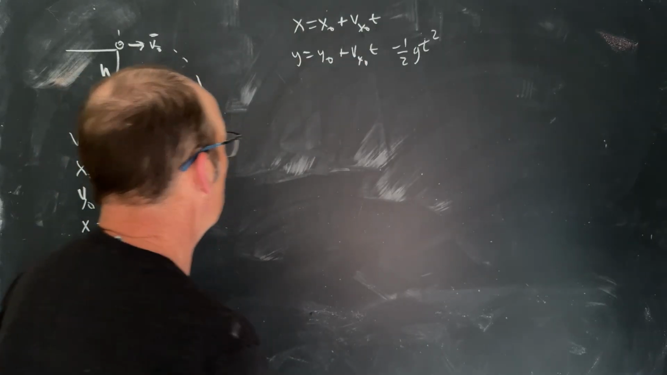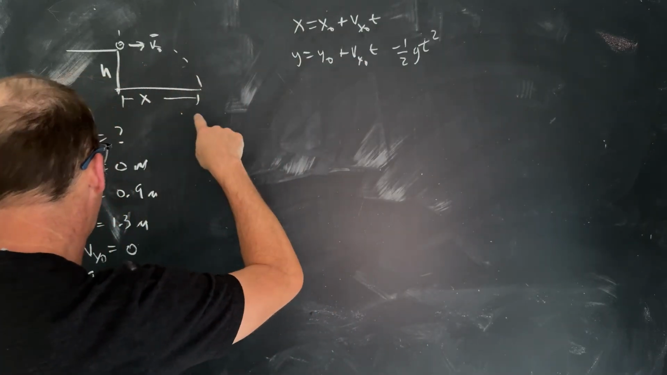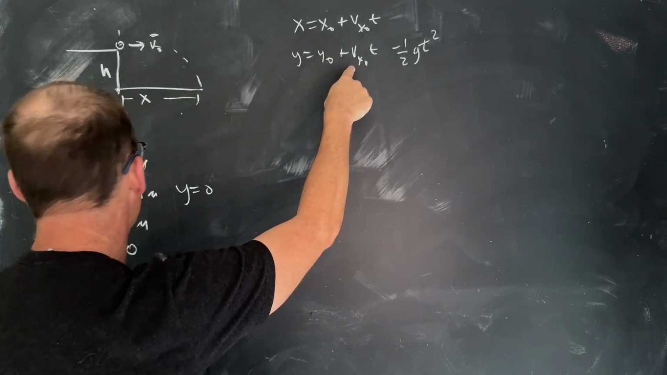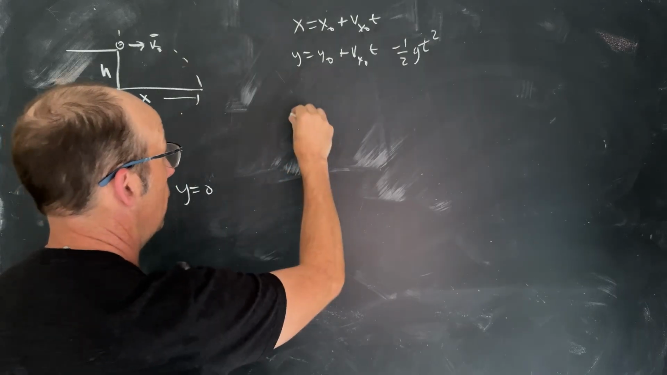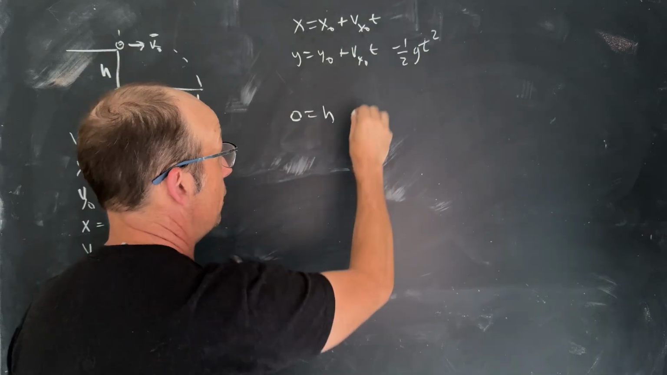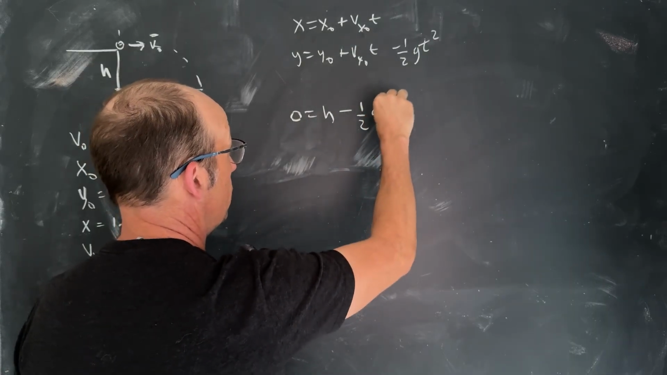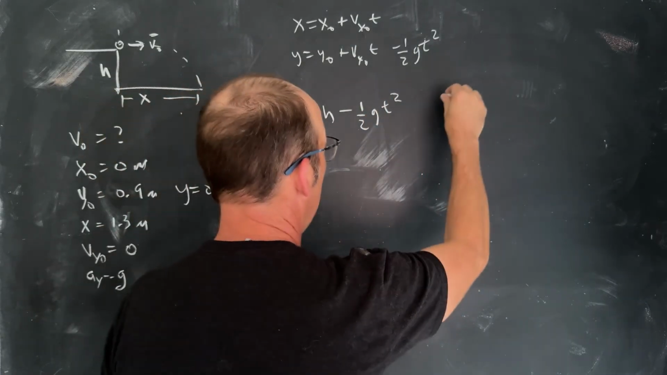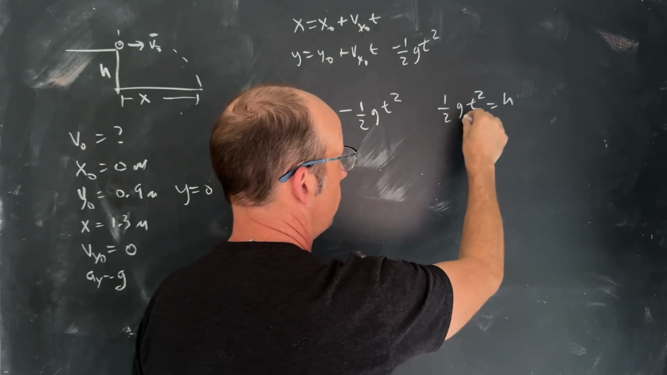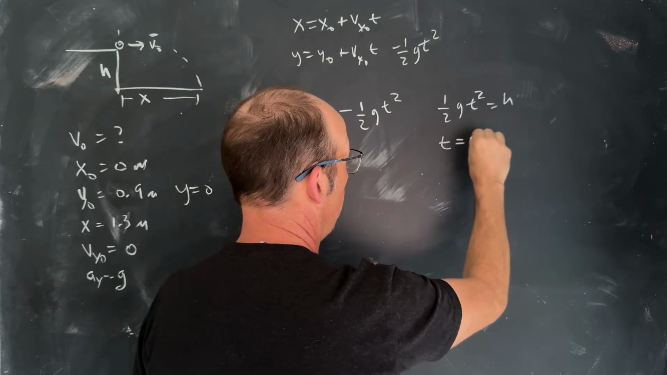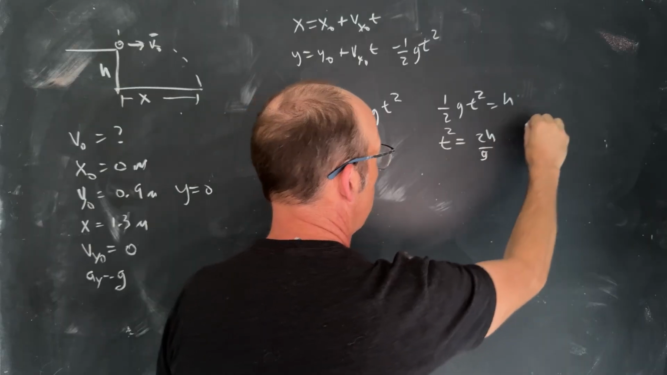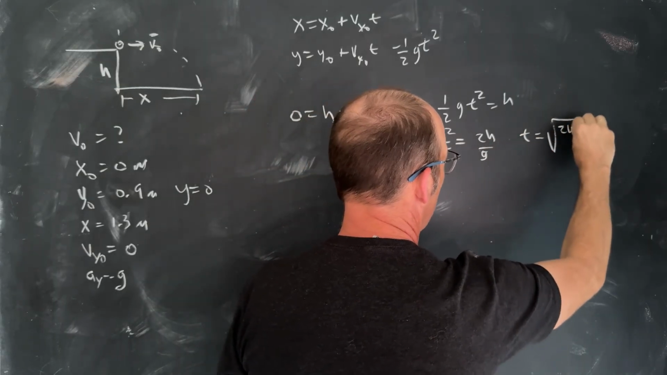So let's do that. If I put in the things I know, y final is 0 because it lands on the floor. I know my initial y velocity is 0 because it's launched horizontally. So I have 0 equals h, the height. That whole term is 0 minus 1/2 g t squared. So I can solve this for time. I get 1/2 g t squared equals h. If I multiply by 2 and divide by g, and then take the square root, t squared is going to be 2h over g. So t is the square root of 2h over g.